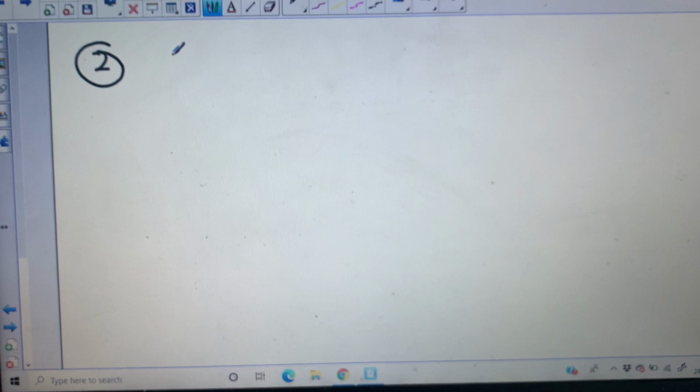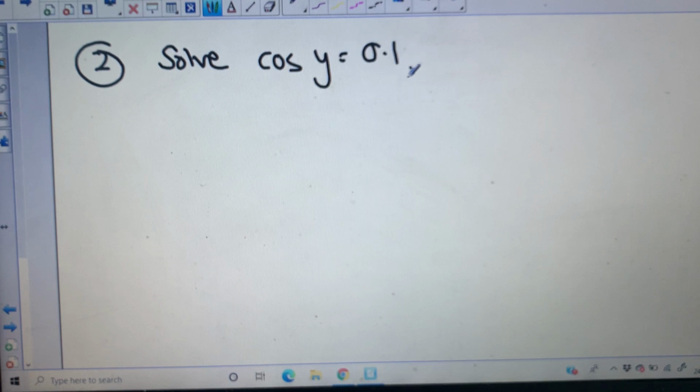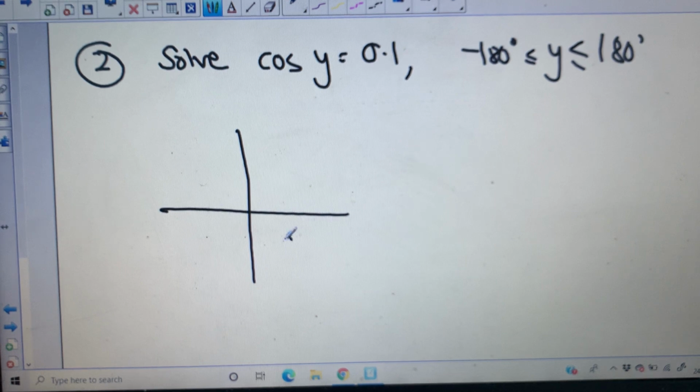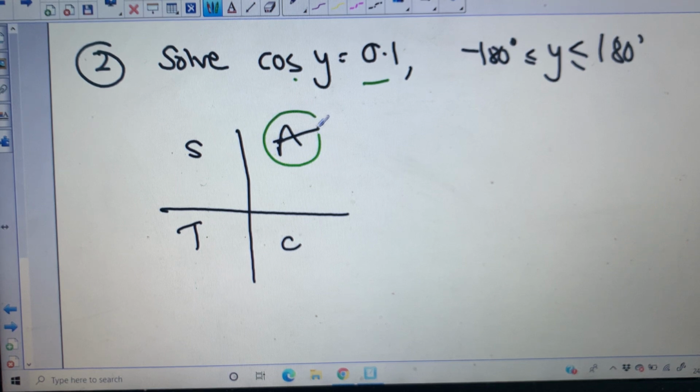Number 2. So we're now going to solve cos y = 0.1. And this time we're going to be looking between 180 degrees and minus 180 degrees. So let's adjust our range and let's think about how this is going to look on the CAST diagram. It's cos and it's positive. Cos is positive here and here.